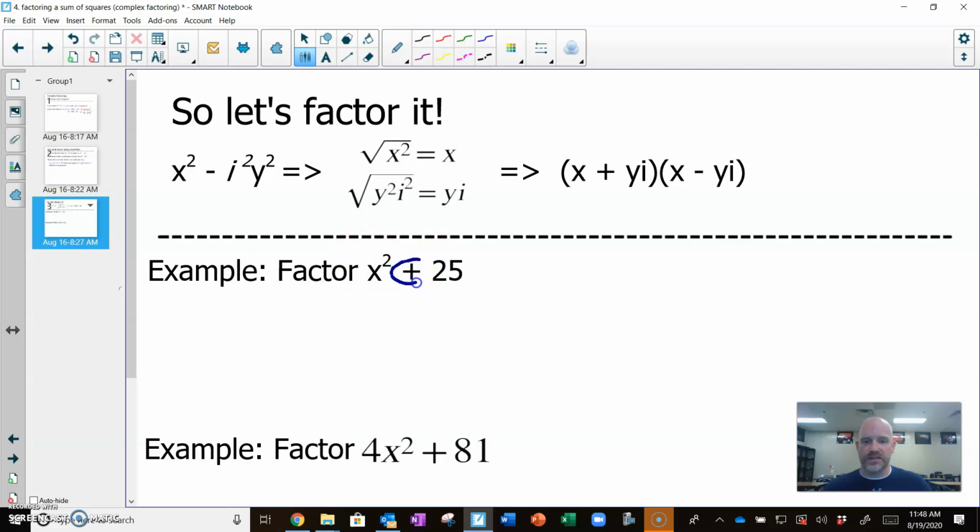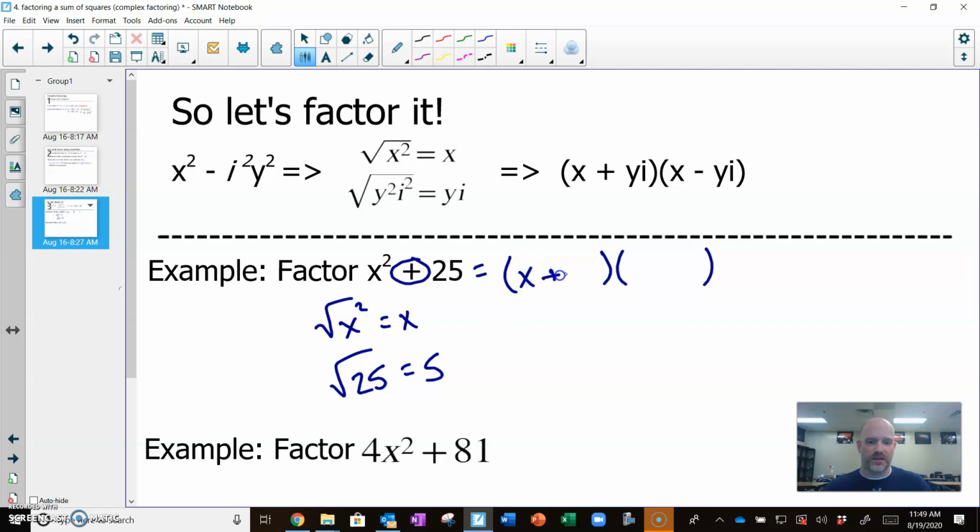Because there is a plus sign here, I'm going to recognize this as being a sum of squares. So what does that mean? It means that I'm going to pretend it's a difference of squares first. Okay? So what is the square root of x squared? x. What's the square root of 25? Well, we should know that is 5. So this is going to be x plus 5 and then x minus 5.